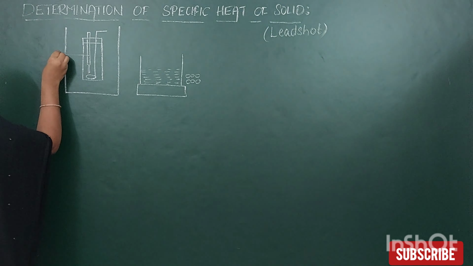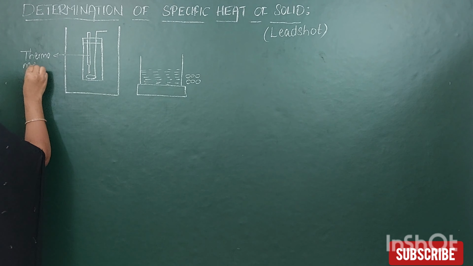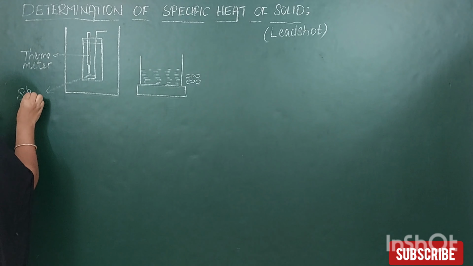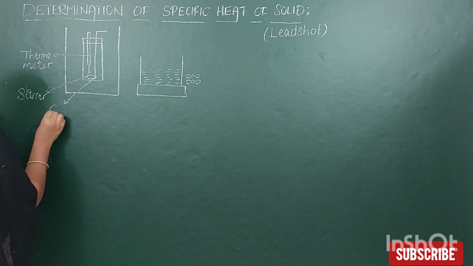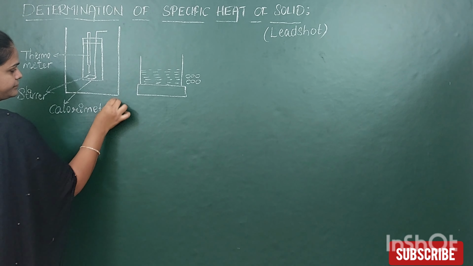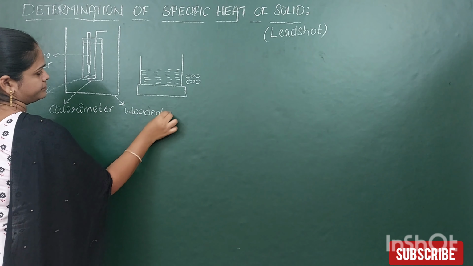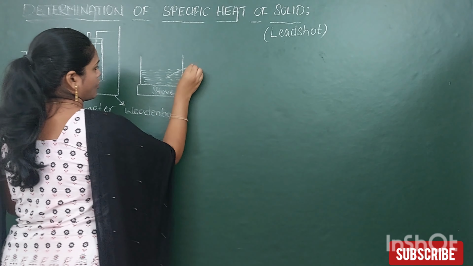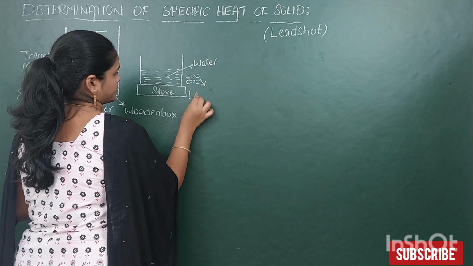Okay, so what is this? It is the thermometer. It is the stirrer. It is the calorimeter. It is the wooden box. It is the stove. This is water. These are lead shots.